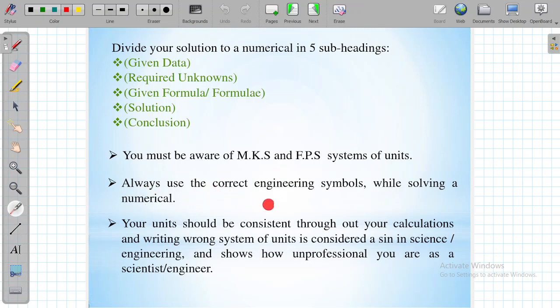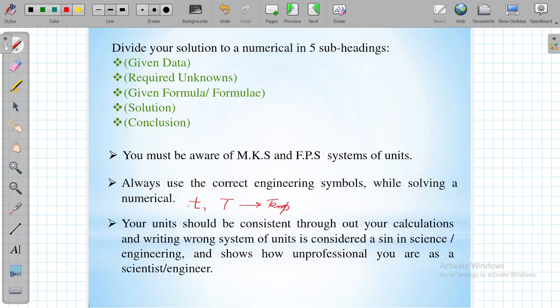Then always use the correct engineering symbols while solving a numerical. This is very important. Most of the time, in a hurry, you use wrong symbols for the engineering quantities. For example, this is the symbol for time, and this is the symbol for temperature. This is for temperature, T.